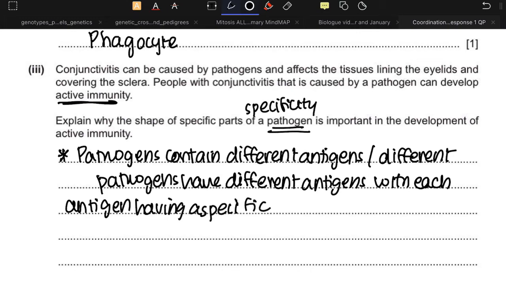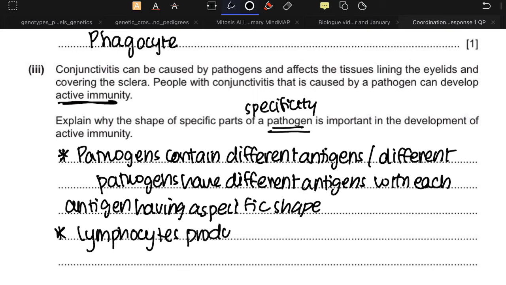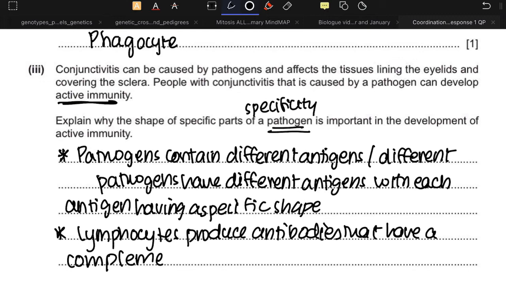Now you have to talk about the relation of these immune cells with a pathogen. So now you have to say that lymphocytes, which are a type of white blood cell, produce antibodies which have a complementary shape to the antigen of the pathogen. They have a complementary shape to the antigen of the pathogen.